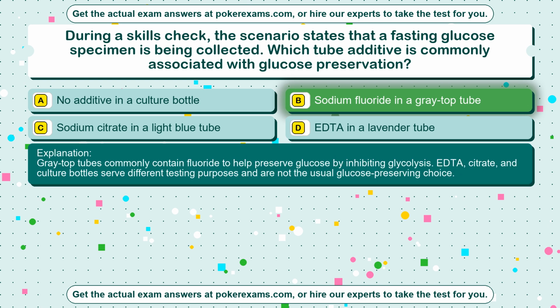Gray top tubes commonly contain fluoride to help preserve glucose by inhibiting glycolysis. EDTA, citrate, and culture bottles serve different testing purposes and are not the usual glucose-preserving choice.